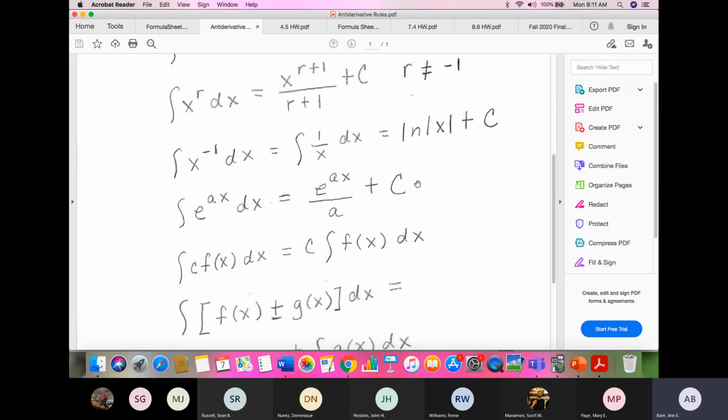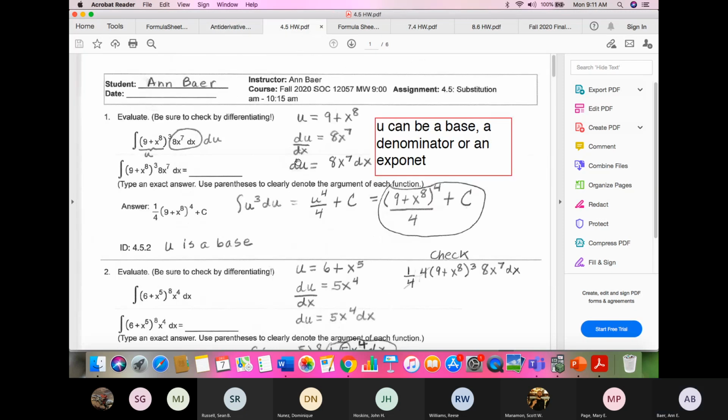So let's look at integration by substitution. What we are going to do is perform a substitution to make the integral easier to deal with, and we usually call that substitution u. So u, and this is real important here, u can be a base. We're going to see that. It can be a denominator.